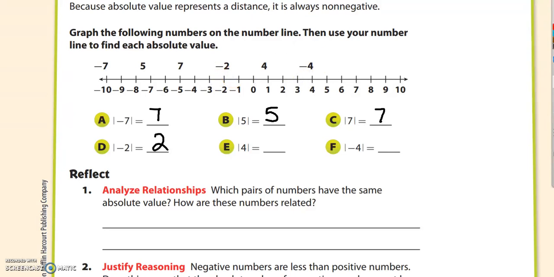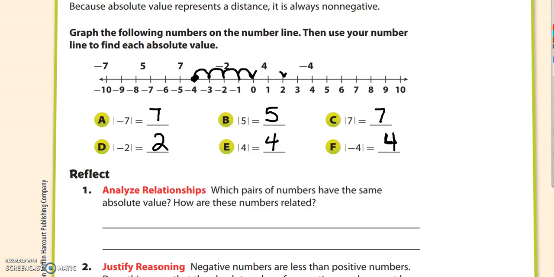I am on question E. It is the absolute value of 4. The absolute value of 4 is 1, 2, 3, 4 spaces from 0. So the absolute value of 4 is 4. And the last one is -4. -4 is right here, and I count 1, 2, 3, 4 spaces from 0. The absolute value of -4 is 4.